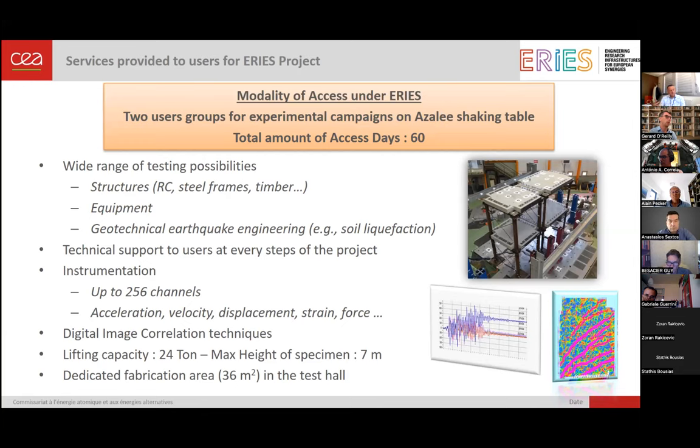Even if we can have 100 tons on the table. And as I said before, the maximum height we can have in terms of specimen is around 7 meters. And finally, as heavy structures, mainly in reinforced concrete, are constructed in the test hall, we have a dedicated fabrication area that can be used through the ERIES project to cast the structure and to transfer it onto the table to be tested.